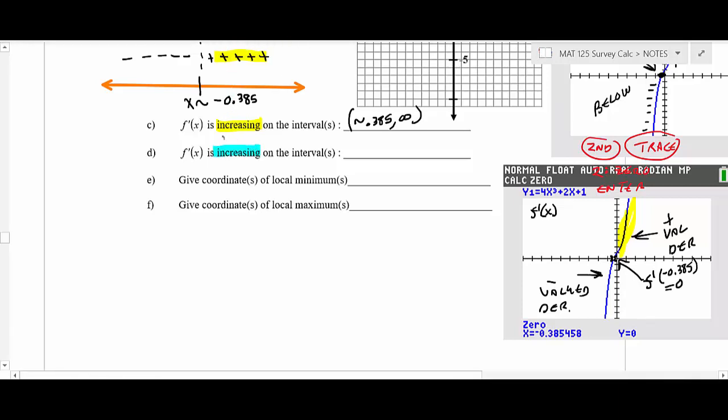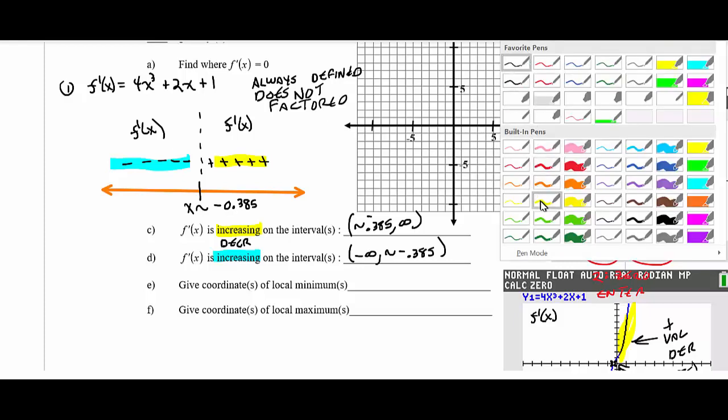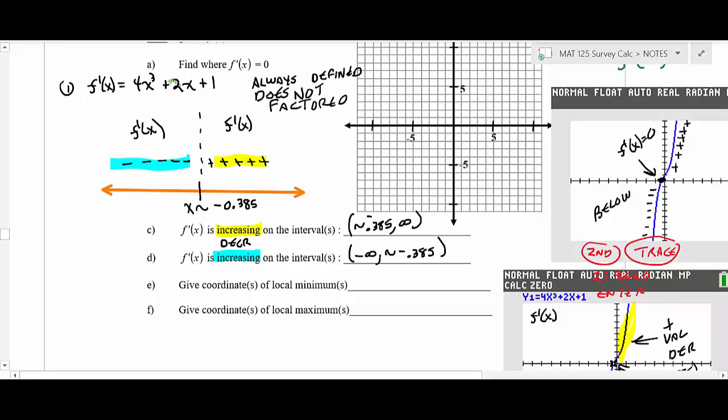I think this one was intended to be decreasing. We're going to decrease where the derivative is negative, so that would be from negative infinity to approximately negative 0.385. Now, do we have a minimum? Yeah, we would have a minimum right here. If I go back to this sign chart that I made with the calculator, the function is going to decrease, then it's going to increase. So you're going to have a minimum right there.